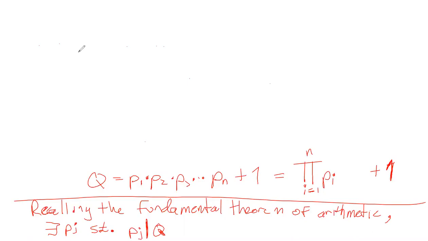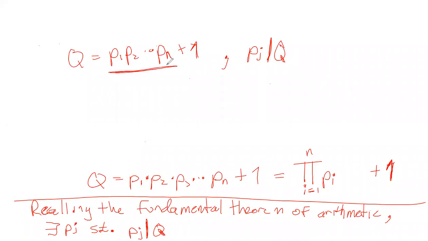All right, so let's look at Q again. Q is equal to P1, P2, dot, dot, dot, Pn plus 1. There must exist some Pj that divides it. So with these two pieces of information, we have a contradiction. Why? Well, if Pj divides Q, Pj must be in this list because this list is exhaustive. So Pj will clearly divide this portion. It's just a product of a whole bunch of primes, including Pj. So this will divide evenly. Is that clear to everyone? It's a product of prime numbers. If Pj is one of these prime numbers, it will divide the product of all of these prime numbers.